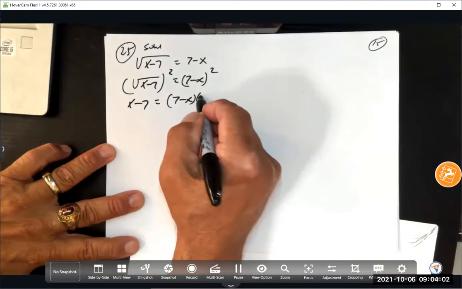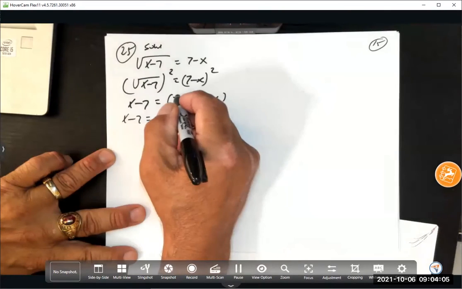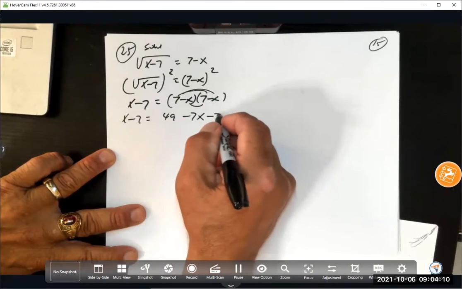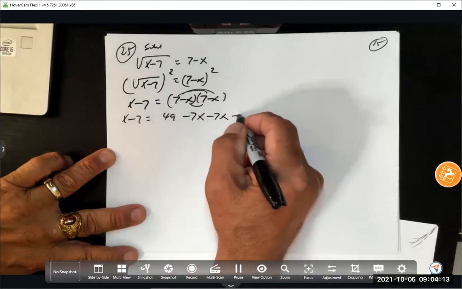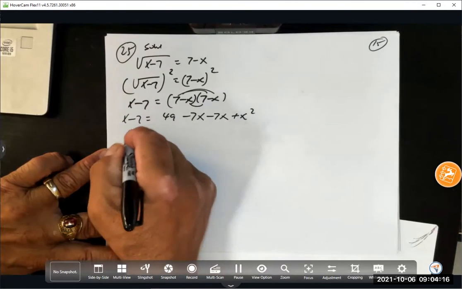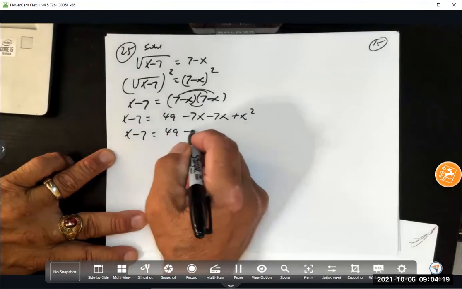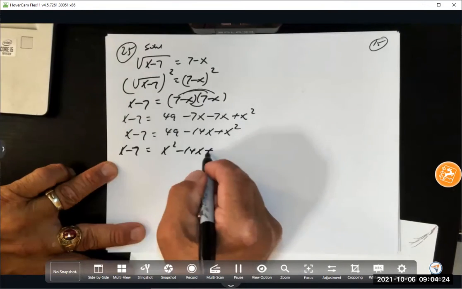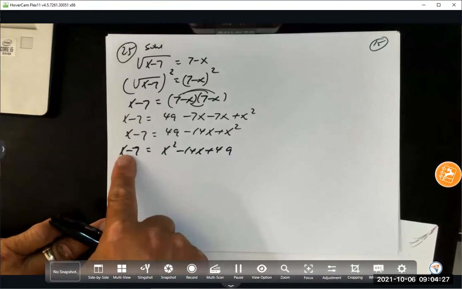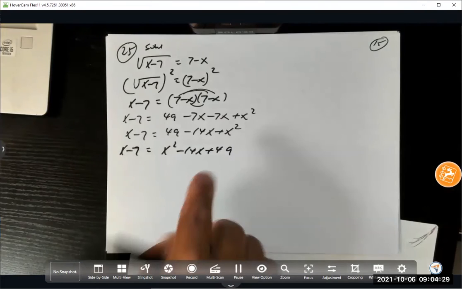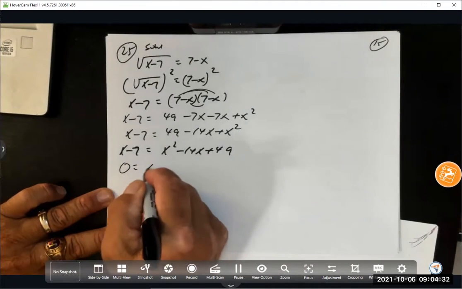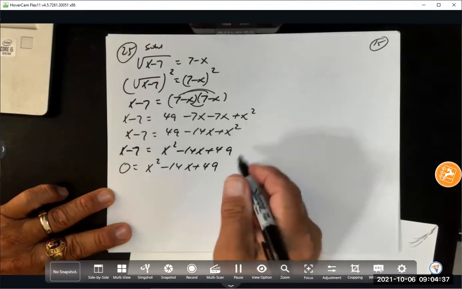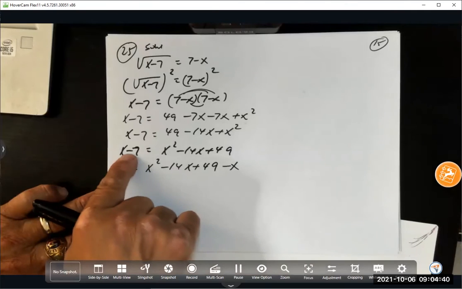So x minus 7 is 49 minus 7x minus 7x plus x squared. So this is going to be x minus 7 is 49 minus 14x plus x squared. And then if you rewrite this thing, it's going to be x squared 14x plus 49. Now this stuff on the left side, I'm going to bring to the other side. See the plus x right here? Bring it over here, make it a minus x. See the negative 7? Make it a positive 7.